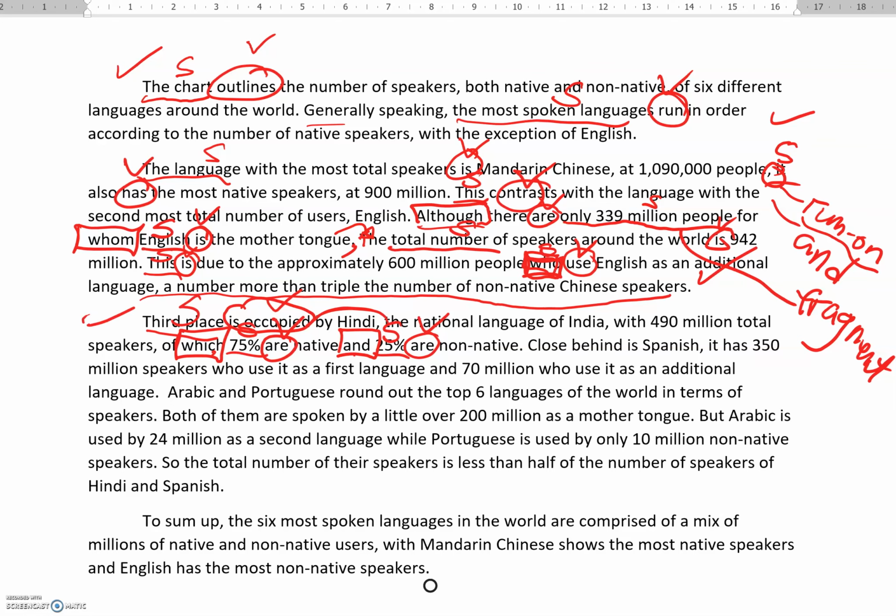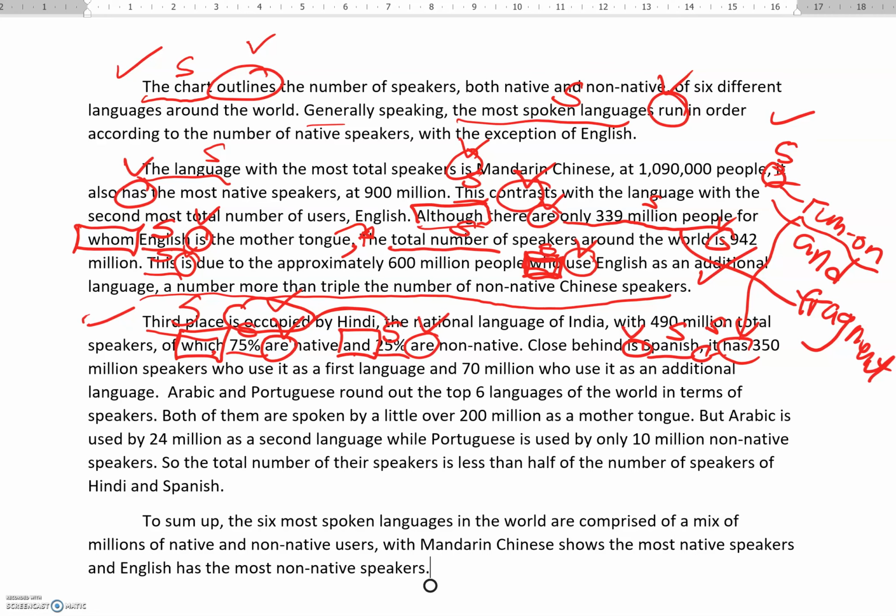Next sentence, close behind is, so we've got a verb, and then this is where the subject comes after as well. Okay, Spanish. It has. This is a similar mistake to the previous run-on mistake, okay? Because you have a subject and verb, subject and verb, and you have a comma between them. And we need a conjunction when we have multiple subjects and verbs in a sentence, right?